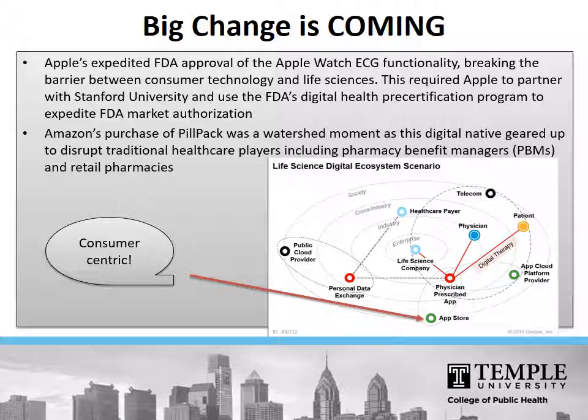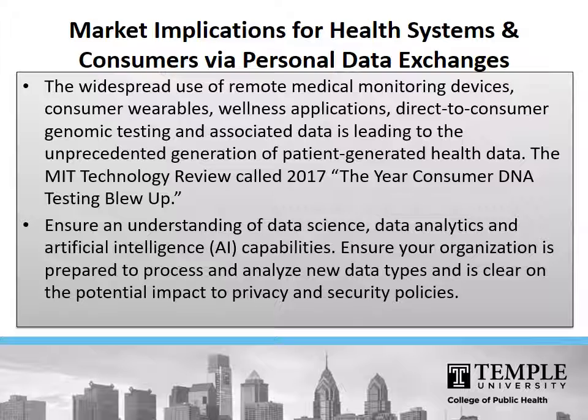And another example of where we're breaking barriers between healthcare and other industries would be Amazon's purchase of PillPack. It was a watershed moment as this digital native geared up to disrupt traditional healthcare players, including big pharma, including pharmacy benefit managers and retail pharmacies. Market implications for health systems and consumers via personal data exchanges, the widespread use of medical monitoring devices, consumer wearables, wellness applications, direct-to-consumer genomic testing, and associated data is leading to the unprecedented generation of patient-generated health data.